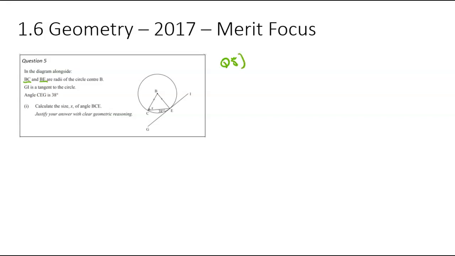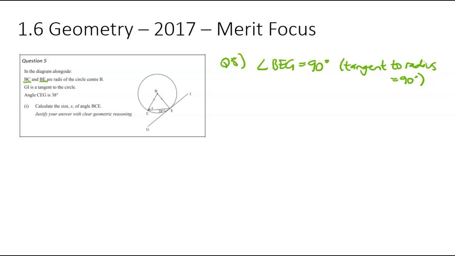Question number 5. So the first thing I did was I figured out that BEG, that there is the relationship between the tangent and the radius, so that's always going to be at 90 degrees. So angle BEG, that's equal to 90 degrees. And don't forget your reason. Tangent to radius, that's always 90 degrees. So nice easy first step.